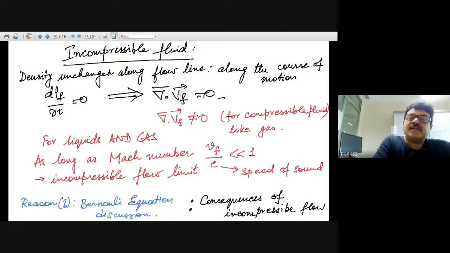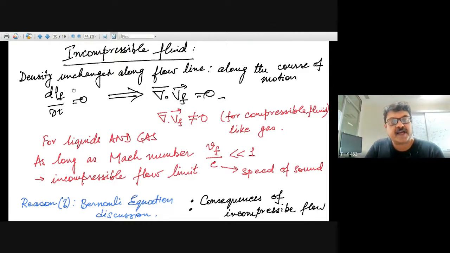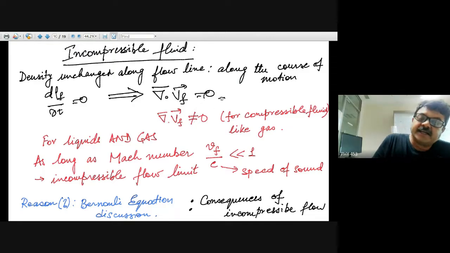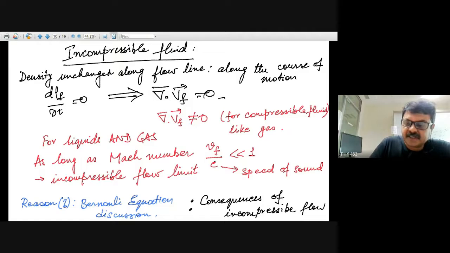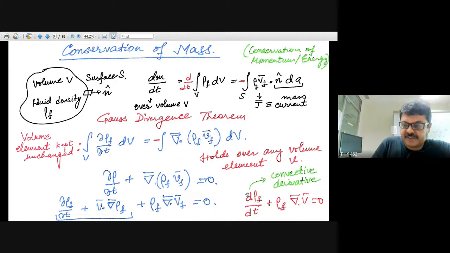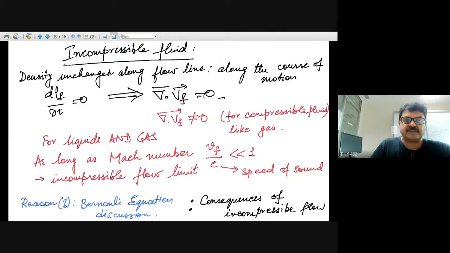But that is only for an incompressible fluid. If you have a compressible fluid, divergence of Vf will not be equal to 0. Then you will have a finite value of del rho f del t, and as a consequence, this will not be equal to 0. On the other hand, whenever you see divergence of Vf, the velocity field, is equal to 0, you know that you have an incompressible fluid. That follows from this, right? If this is 0, then this term also has to be 0.